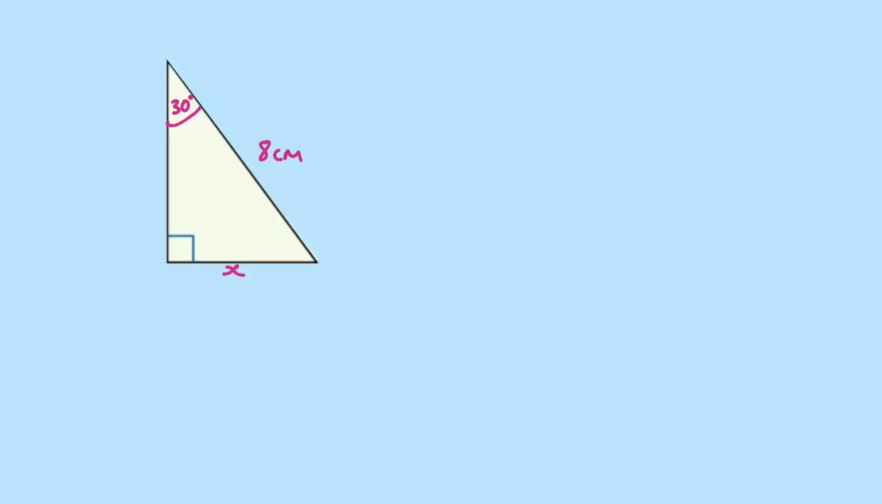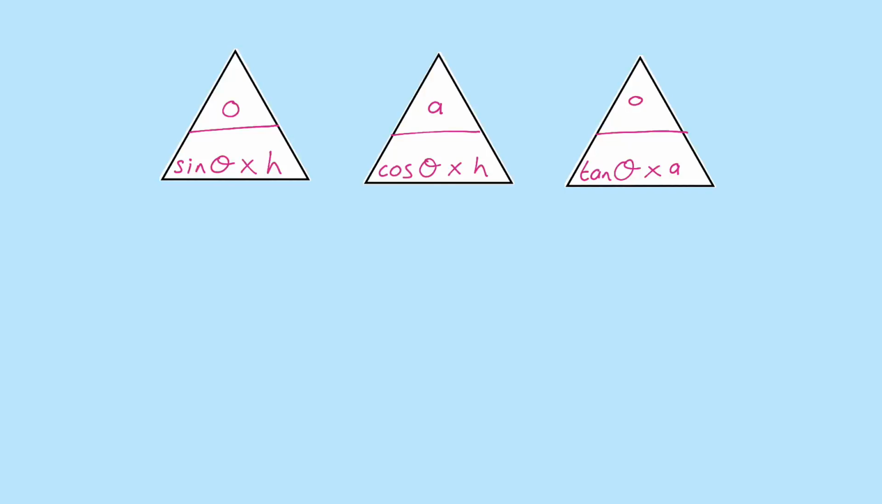So we have a right angle triangle, which has a missing side here. We've been given one of the sides and we've also been given an angle. So let us first of all remind ourselves of the three formula triangles. Sine triangle, cosine triangle, and the tangent triangle. Or as I like to refer to them, SOH, CAH, TOA.